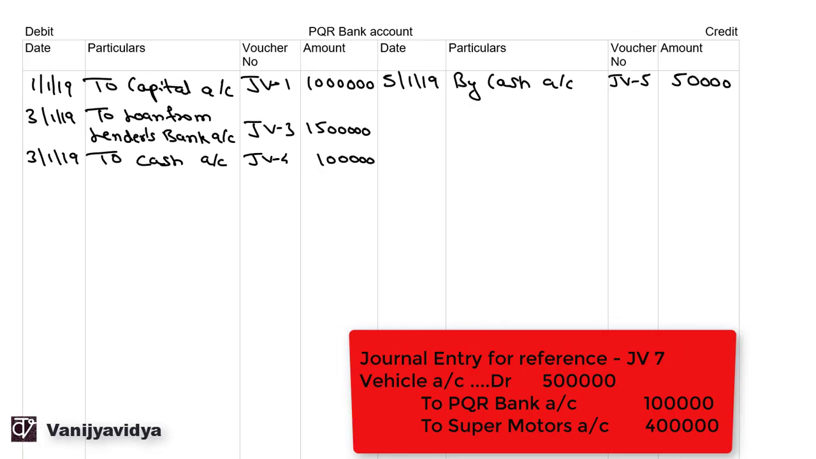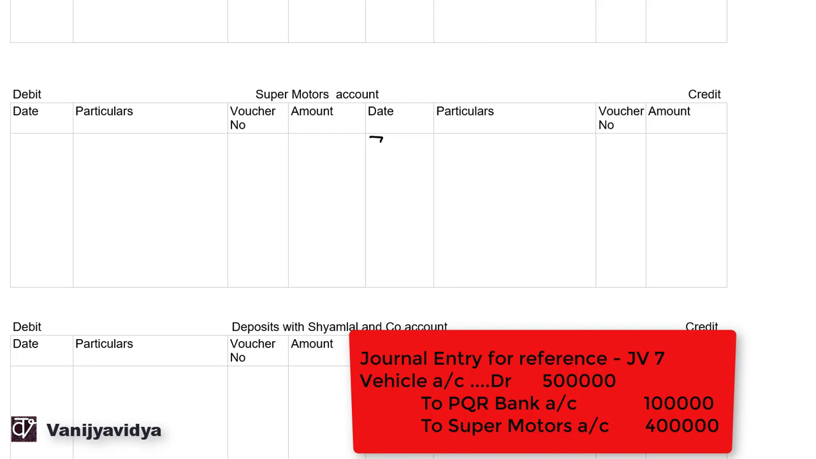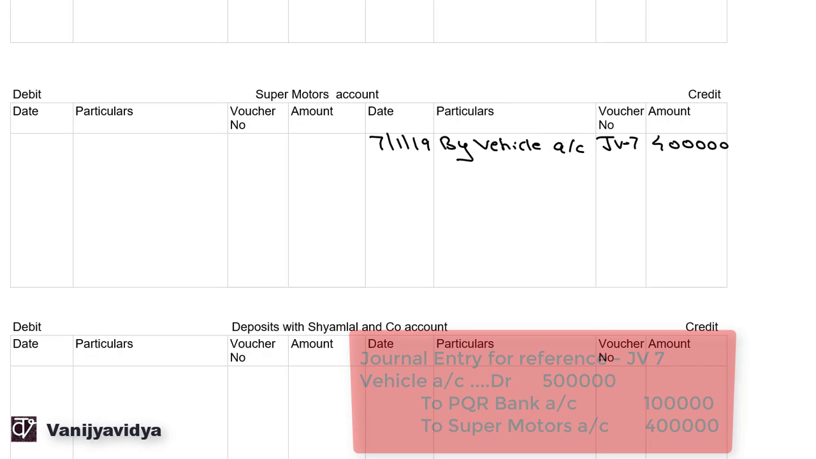Next, PQR bank account credit side 7 Jan 2019 by vehicle account JV7 amount is 1 lakh. Credit side of Super Motors account 7 Jan 2019 by vehicle account JV7 4 lakhs. Now let's move on to the next journal entry.